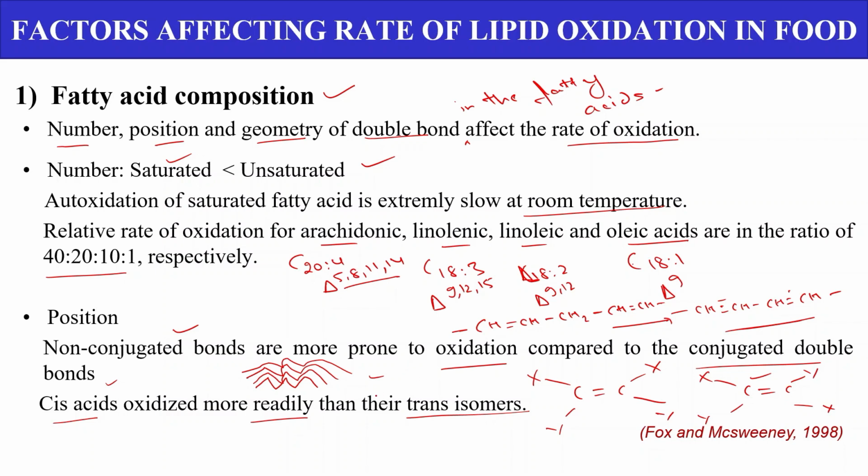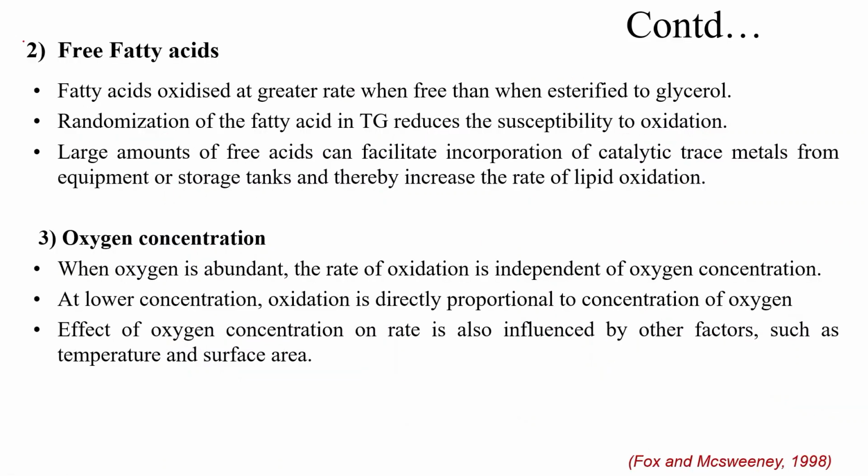But in case of cis fatty acid, a kink formation will be there, and then stacking won't be possible, and since stacking won't be possible, these will have a lower melting point, and also are more prone to auto-oxidation and more prone to oxidative spoilage. Okay, so this is the meaning. So the number, position, and geometry of the double bond in the fatty acid will also affect the rate of oxidation that we have seen. Now the second factor is free fatty acids.